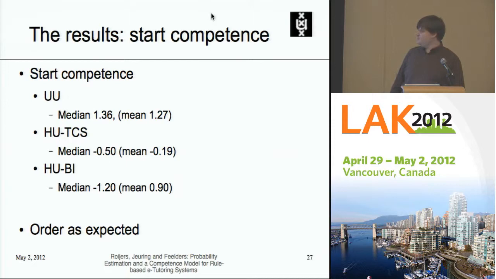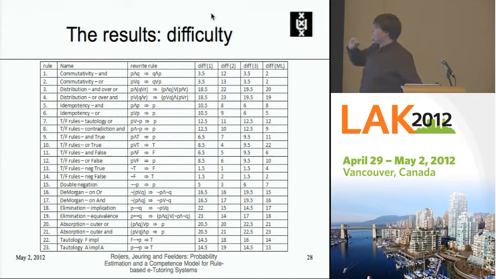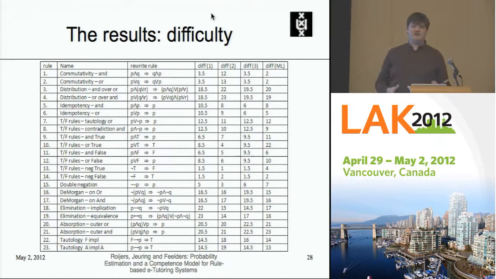And these are our expert rankings, the diff 1, 2, and 3, and the ranking we would get back from our model, ML stands for machine learning here. And as you can see by the numbers, they're pretty well aligned. There are some surprises here as well. One particular surprise I want to point out is rule number 10. Something or true is true, but students found it a lot more difficult because they found it counterintuitive from their native languages. So if I say, if something or true, well, then we look at something, which is not true in logic. So we got that back from interviewing the students afterwards.